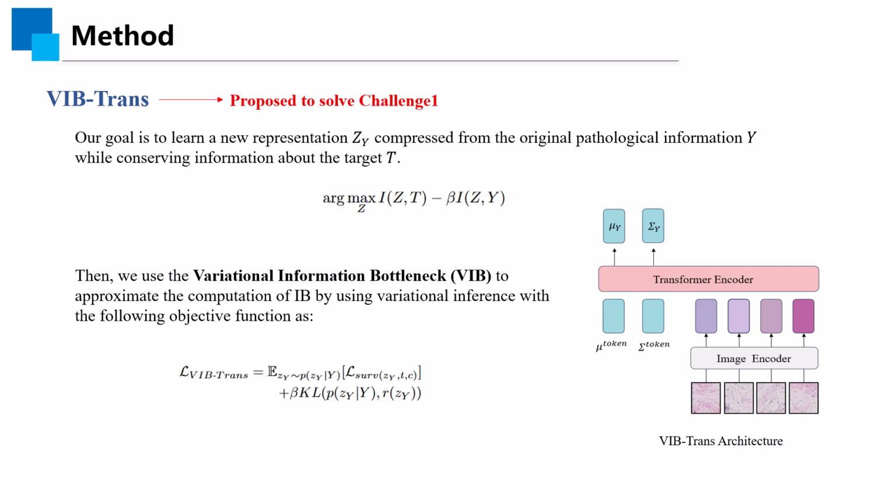Then, we use the variational information bottleneck to approximate the computation of IB by using variational inference with the objective function. Specifically, we use the transformer encoder architecture and take the instance-level features as input, and output the distribution parameters mu sub y and sigma sub y in VIB. In addition, we introduce two learnable tokens, mu token and sigma token, to capture global information from the pathological inputs and help construct the posterior distribution.